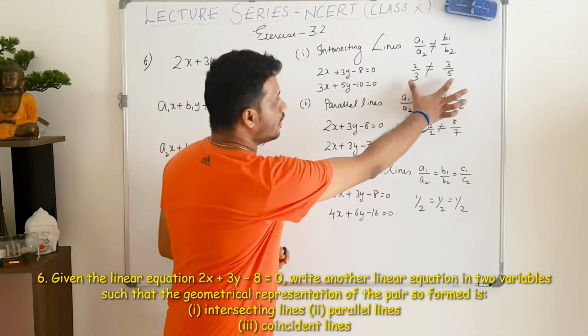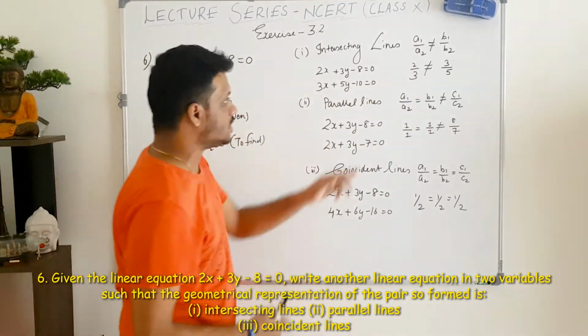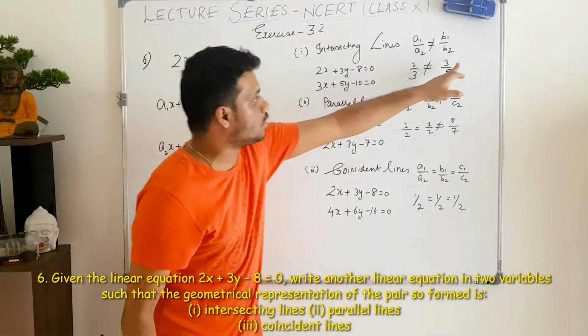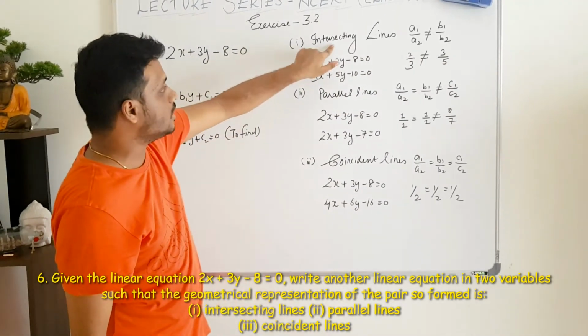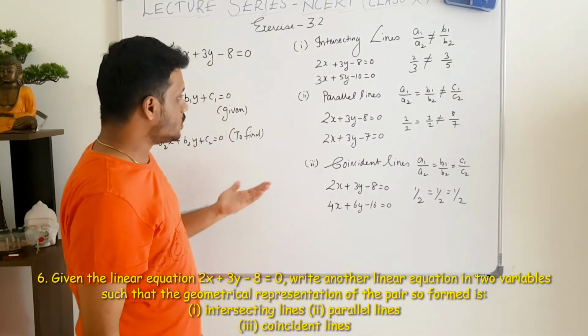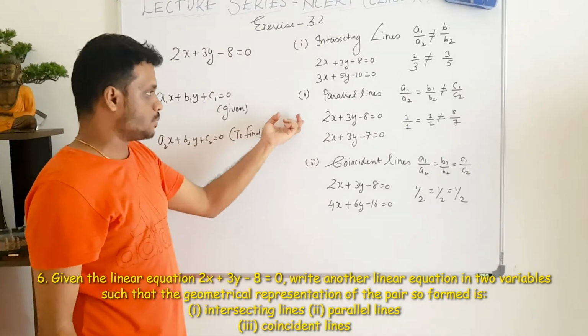And when I try to find a1 by a2 and b1 by b2, I see that 2 by 3 is not equal to 3 by 5. So this set of equations will satisfy the intersecting line condition. So next, moving on to the second one, which is parallel lines.